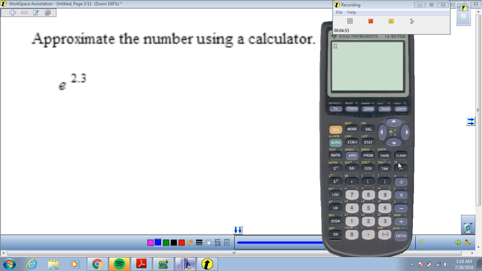You can barely see it here. Or if you need an exponent, second, ln, it puts already an e raised to some exponent that you're going to type. So that's the one that we need, second, and ln right here.